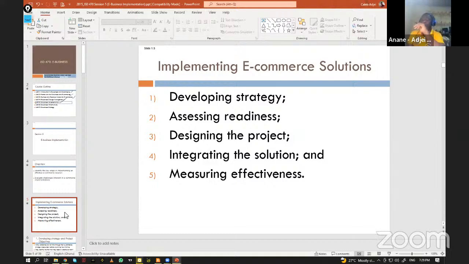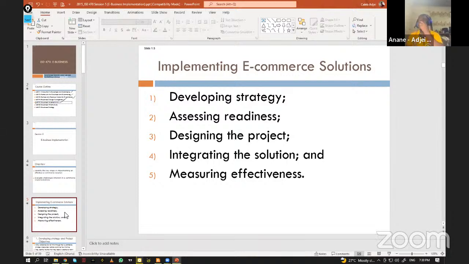Now, for us to be able to implement e-business solution in our organization, there is a need for us to go through certain solution plan, okay? So the first one is by developing a strategy. Number 2, the organization itself has to assess its readiness. Then number 3, we need to design the project. Then number 4, we need to integrate the solution. And number 5, we have to measure how effective the e-business solution that we want to put in place has been. So let's take them one by one.